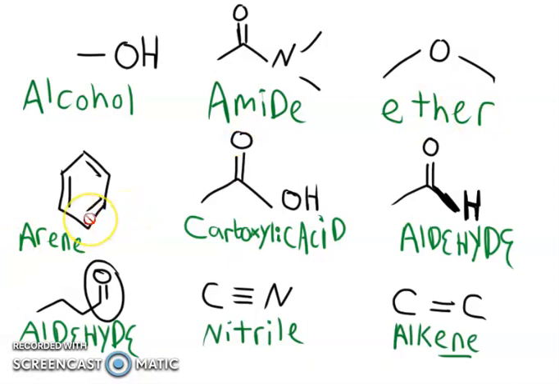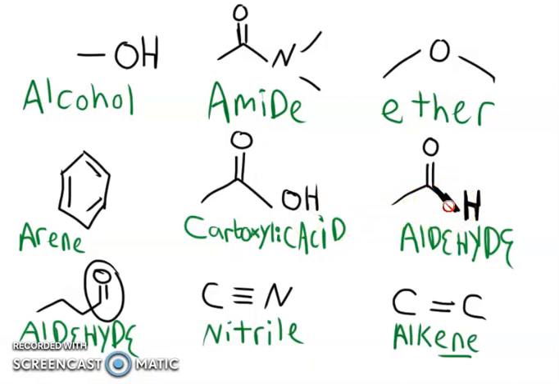Here, this ring might also be called a benzene or an aromatic ring, but I just used the term arene. I don't think your professor is going to get too upset about which term you use because they are all correct. Here we have our carboxylic acid. This is another really popular one. And then on the right we have an aldehyde.